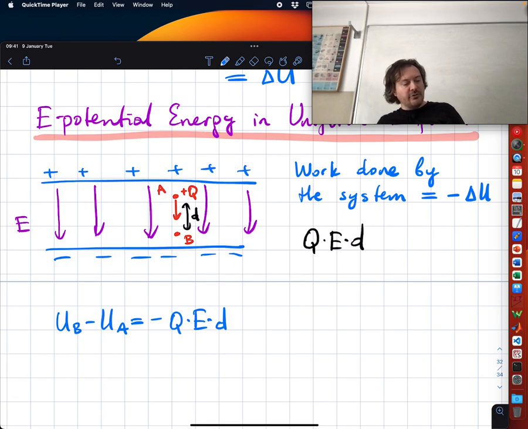Final potential energy minus initial potential energy is negative because the charge wants to go that way anyways. Okay? So we have a decrease in potential energy. Any questions?